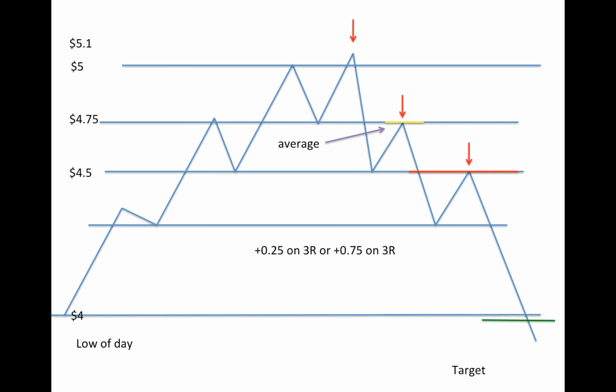And in this case, at the end, when you have the most size, you're either winning 25 cents on 3R, or you're winning 0.75 on 3R. And this is the power of pyramiding. You're either stopping out for a small loser, or you're going home with a home run.